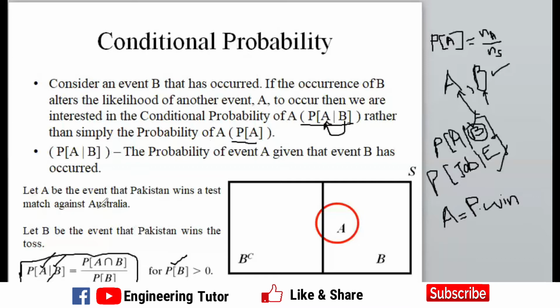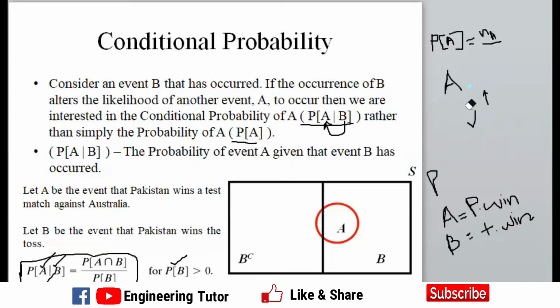Okay. Let A be the event that Pakistan wins the test match against Australia, and let B be the event that Pakistan wins the toss. What is B? B is that Pakistan wins the toss. Okay. So let's say Pakistan and Australia are playing, and A is the event that Pakistan will win, and B is the event that Pakistan has already won the toss. So you have to find the probability of A given B.